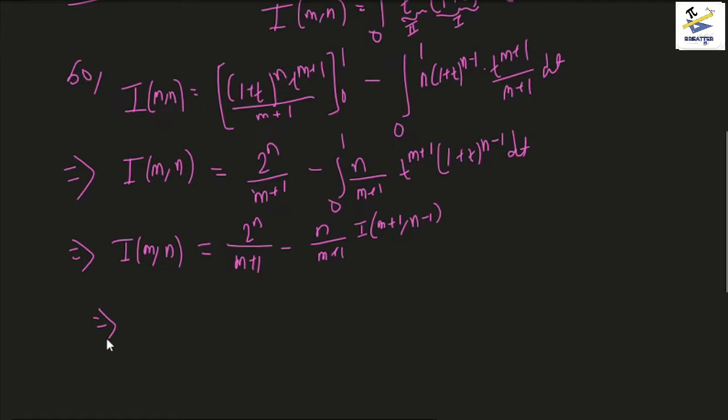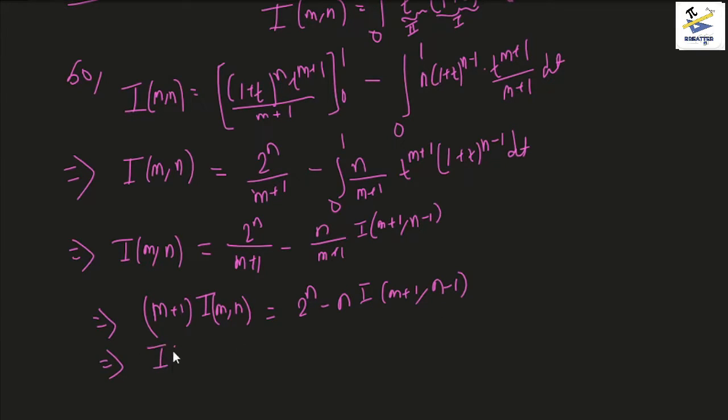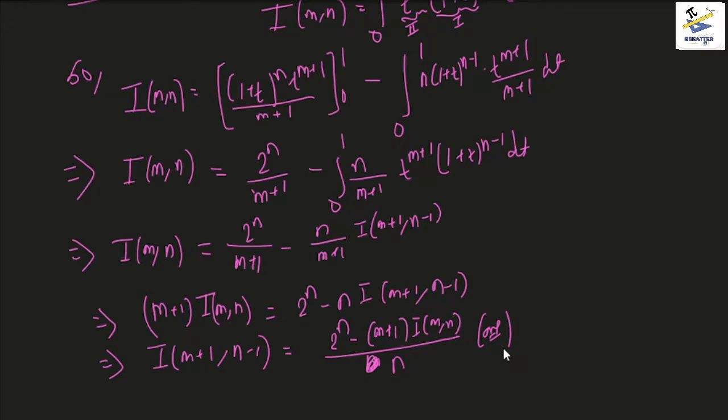So we multiply both sides by m plus 1 to get m plus 1 into I m n equals 2 to the power n minus n into I of m plus 1 comma n minus 1, and we solve for I of m plus 1, n minus 1 to get 2 to the power n minus (m plus 1) I m n, divided by n. So this is our required answer.